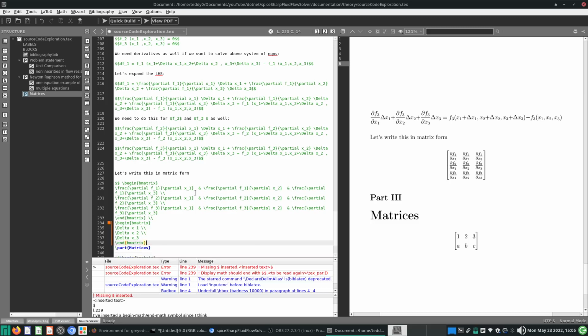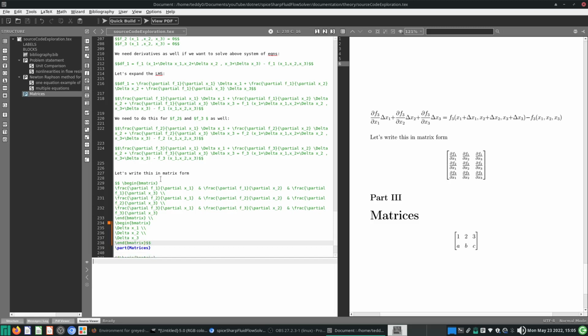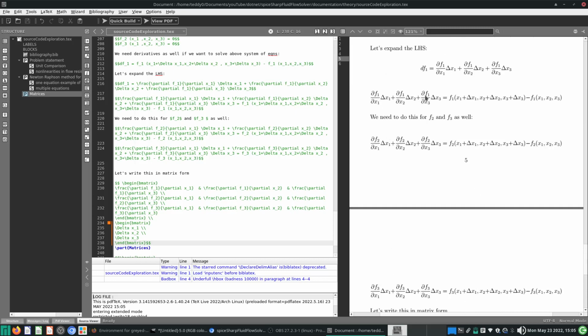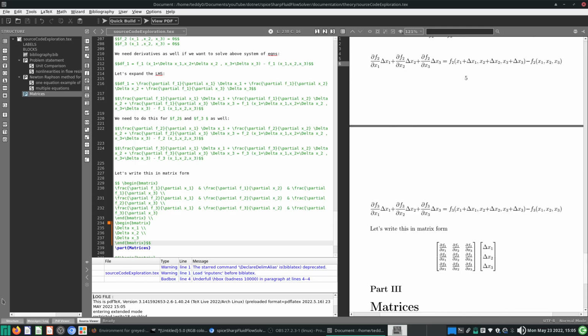Oh, and I forgot to close it. I need to close this. Alright, so I've condensed all of this plus the things here into these two matrices. So delta x1 will multiply by df1 dx1, delta x2 will multiply by this, delta x3 will multiply by this. Same for the second row and this column, third row and this column. This matrix multiplication should not be that difficult.